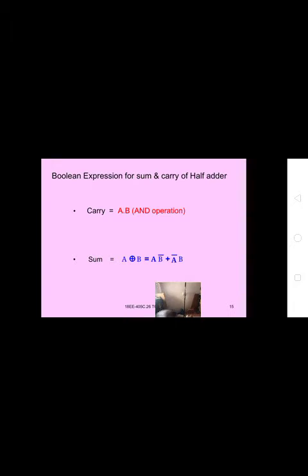We already learned in our previous classes that for the AND operation the output is Y equal to A into B. Here it is taken for the carry, and XOR gate is taken for the output sum, that is A into B bar plus A bar B.